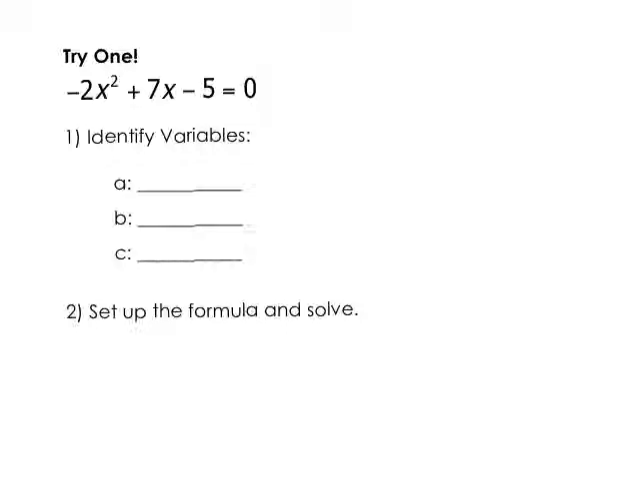All right, so for this first one, what is our A? Your 7x? It's actually negative 2. If I look at negative 2x squared plus 7x minus 5, which one of those numbers is my A value? 2x, negative 2x, negative 2.